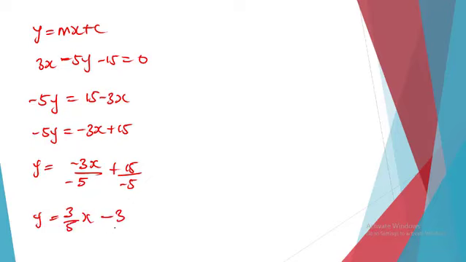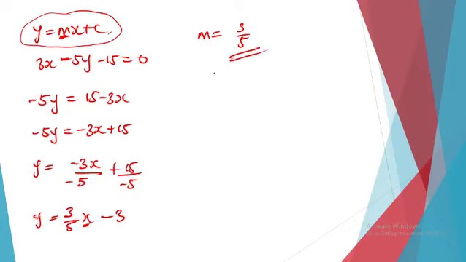So our y equals 3 over 5 x minus 3. It simply means that our m, which is the gradient, is equal to 3 over 5, since this equation is of the form y equals mx plus c. Looking at this, this is our x, minus 3 is the constant, and m is therefore 3 over 5.